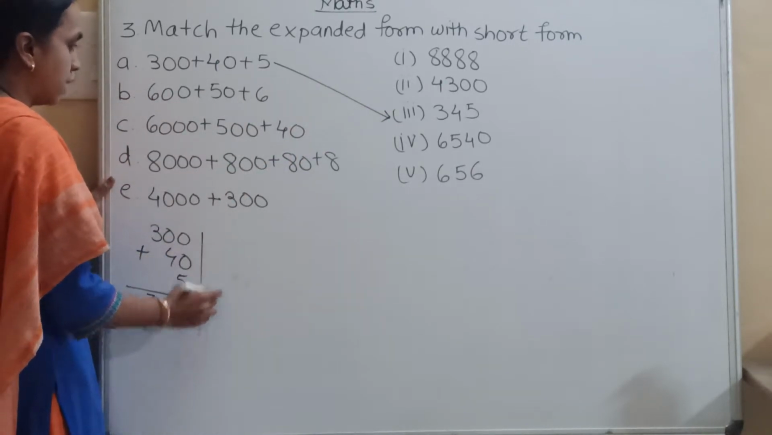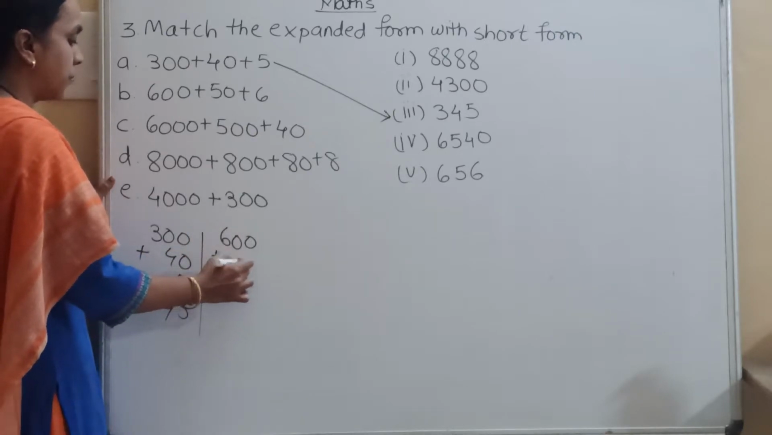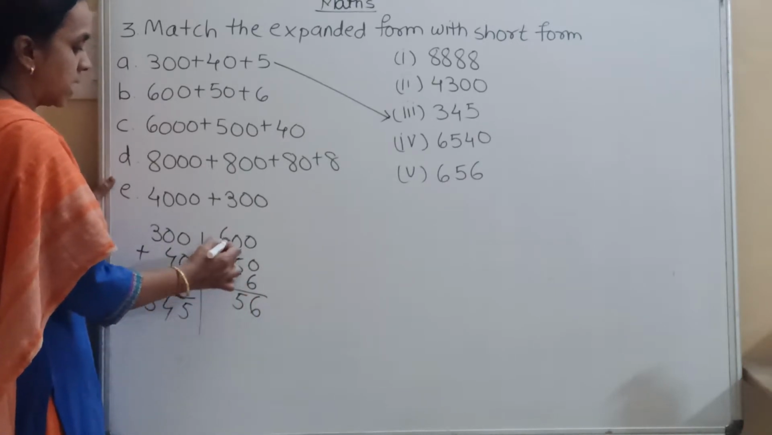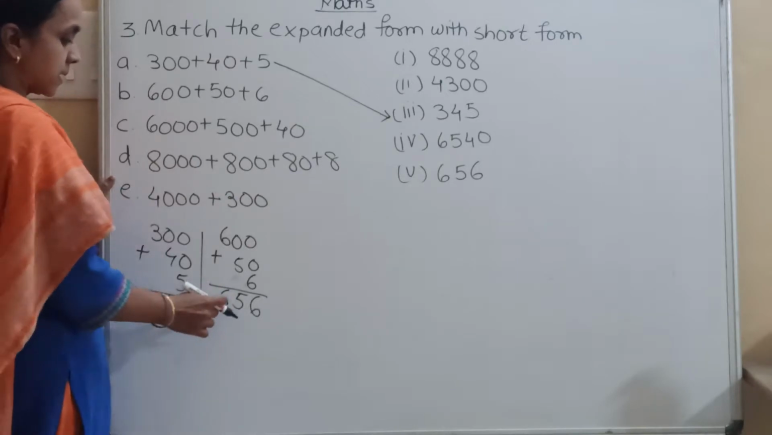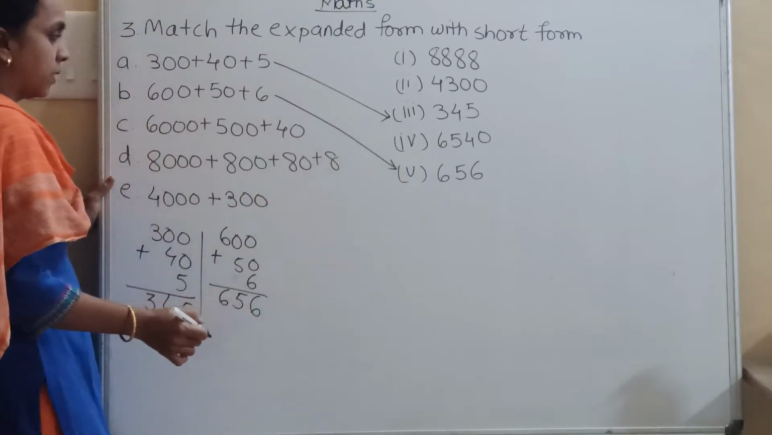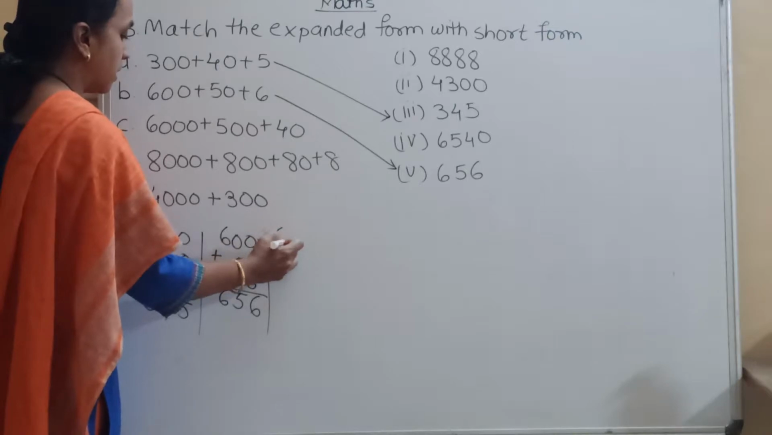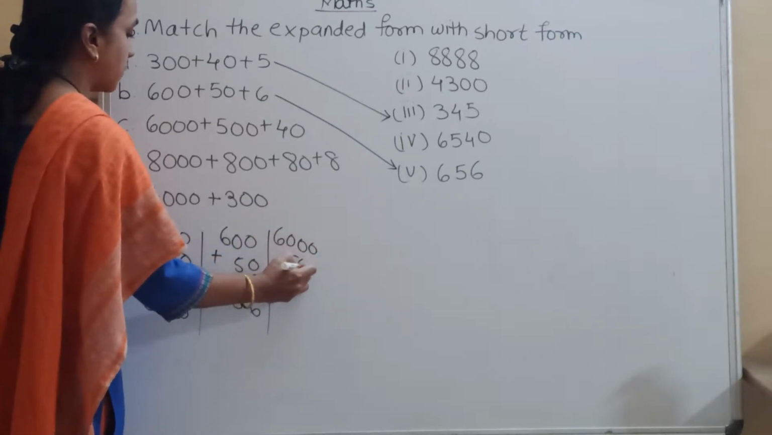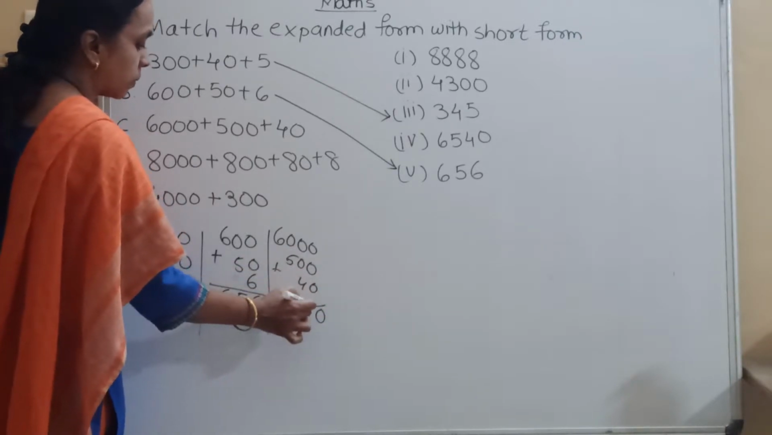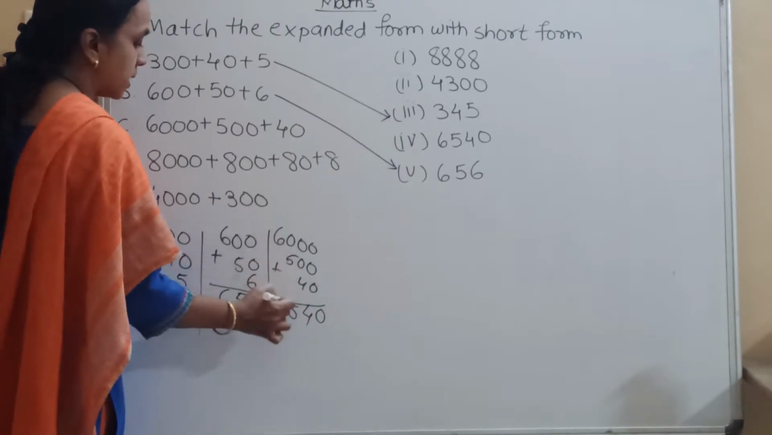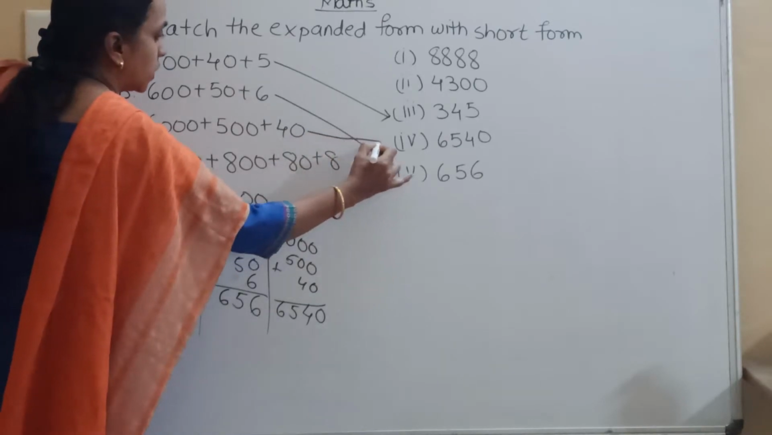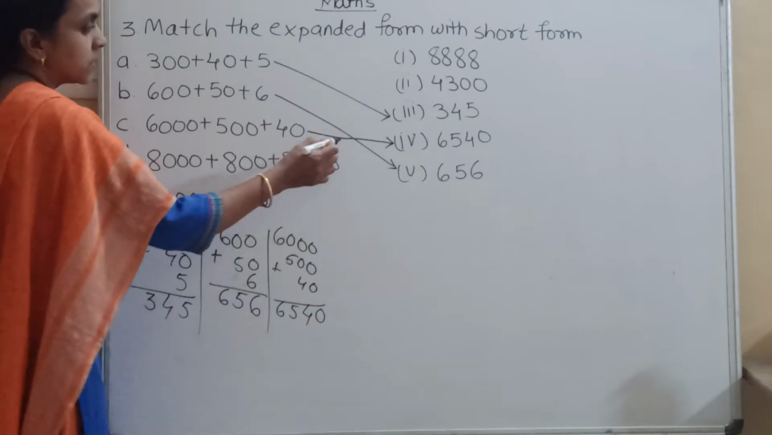Now see the next example. 600 plus 50 plus 6. 6 plus 0, 6; 5 plus 0, 5; and this 6 as it is. So what is our answer? 656. So give this arrow towards this 656. Next is what? 6000 plus 500 plus 40. Add this 0 plus 0, 0; 4 plus 0, 4; 5 plus 0, 5; and this 6 as it is. 6540. So we have to give this arrow here.